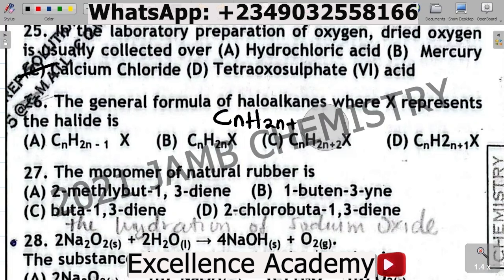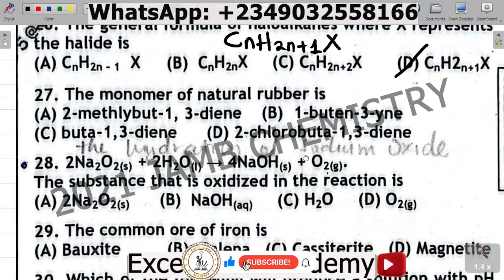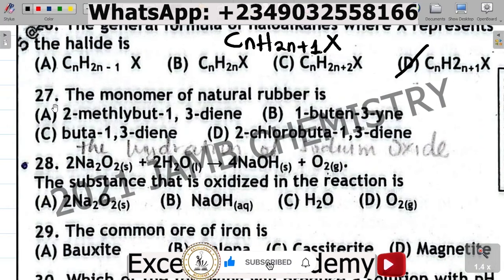Now you have a plus 2 of hydrogen. So I will lose one of the hydrogen, it becomes plus 1. Then I'll attach the halogen, so it becomes X. So it becomes CnH2n plus 1X. So let's see which option that is. That is option D, CnH2n plus 1, then X. That's your correct answer. Next up, question number 27.